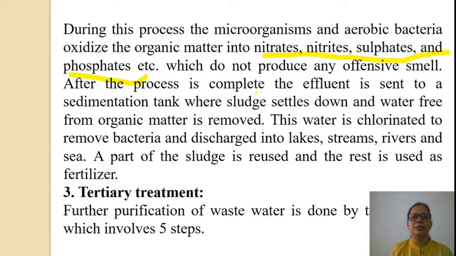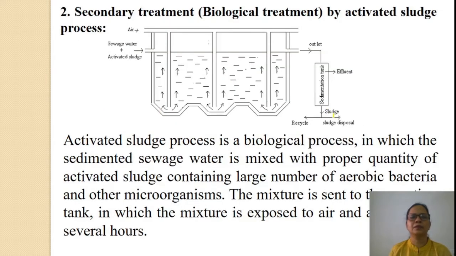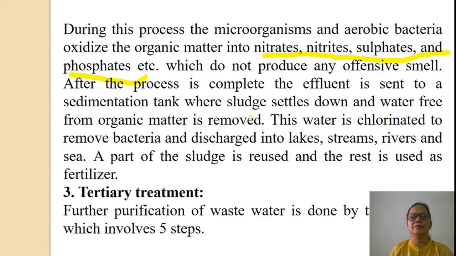So once the process is complete, the effluent is sent to a sedimentation tank. You can see here the sedimentation tank, where the sludge settles down and water free from organic matter is removed. This water is chlorinated to remove bacteria and discharged into lakes, streams, rivers and sea. A part of the sludge is reused and the rest is used as fertilizer.